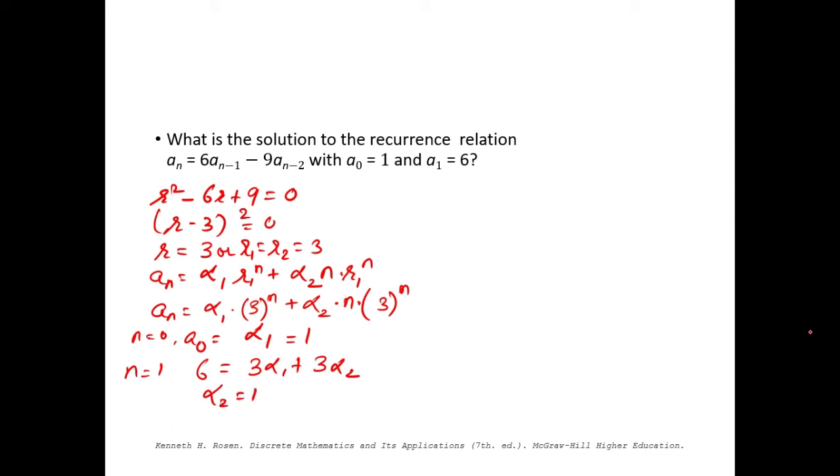Now substitute these values in the solution equation. Then an becomes 1 into 3 raised to n plus 1 into n into 3 raised to n. So the equation becomes an is equal to 3 raised to n plus n into 3 raised to n. So this is the solution for this particular problem.